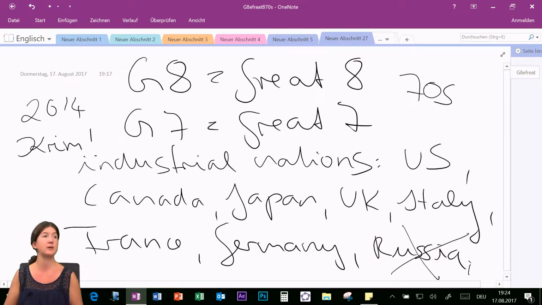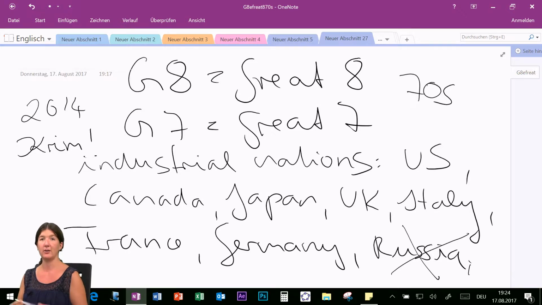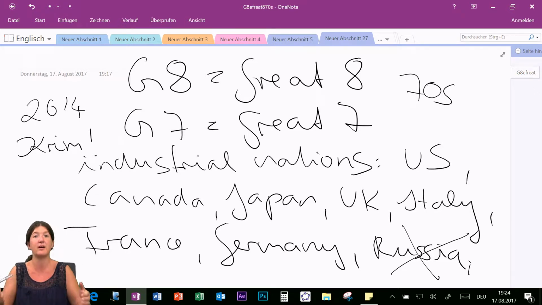Then we have the G7. The G7, by the way, is not a fixed institution. They also do not have any headquarters. They also don't have any money, really. They only discuss stuff. So they can't say, well, I give you money because you need help. That's not what they're doing. They're just discussing challenges that the world has to face.